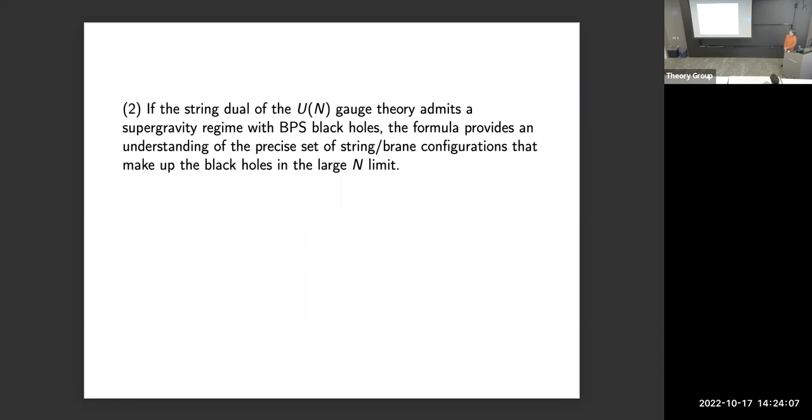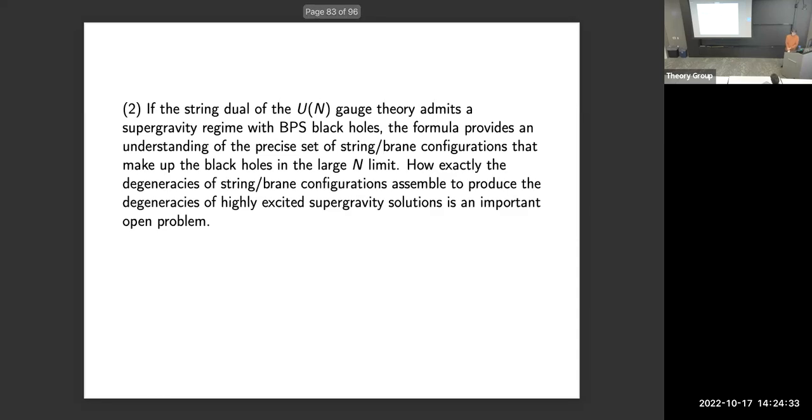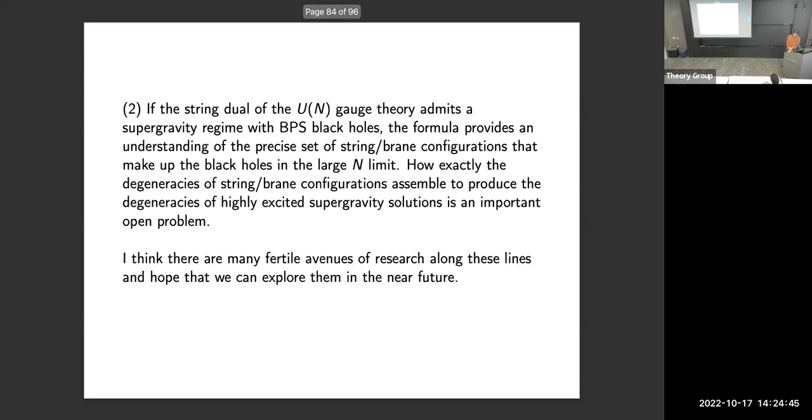So the second point that I'd like to make is that if the string dual of the U(N) gauge theory admits a supergravity regime with BPS black holes, the formula provides an understanding of the precise set of string brane configurations that make up the black holes in the large N limit, if one were to understand which set of determinants contribute in the formula. So how exactly the degeneracy of string brane configurations assemble to produce the degeneracies of highly excited supergravity solutions is an important open problem. And I think there are many fertile avenues of research along these lines and hope that we can explore them in the near future.